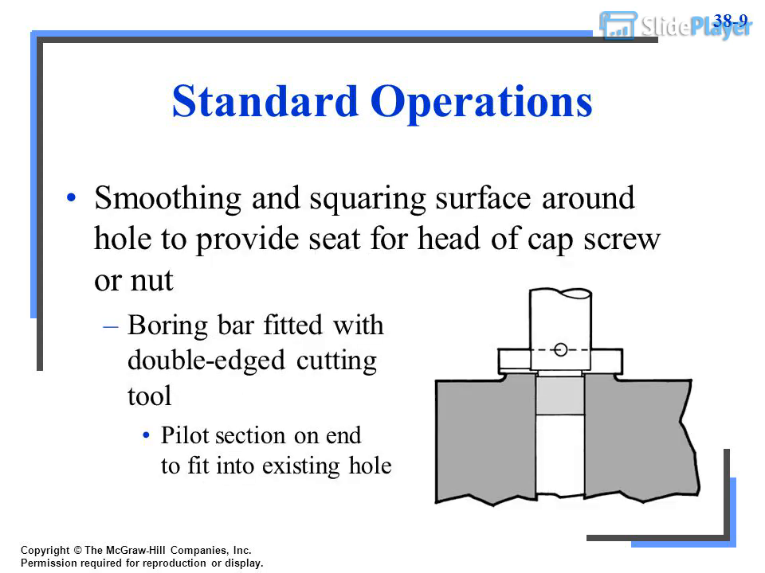Standard operations: spot facing, smoothing and squaring the surface around a hole to provide a seat for the head of a cap screw or nut. Boring bar fitted with a double-edged cutting tool. Pilot section on the end to fit into the existing hole.